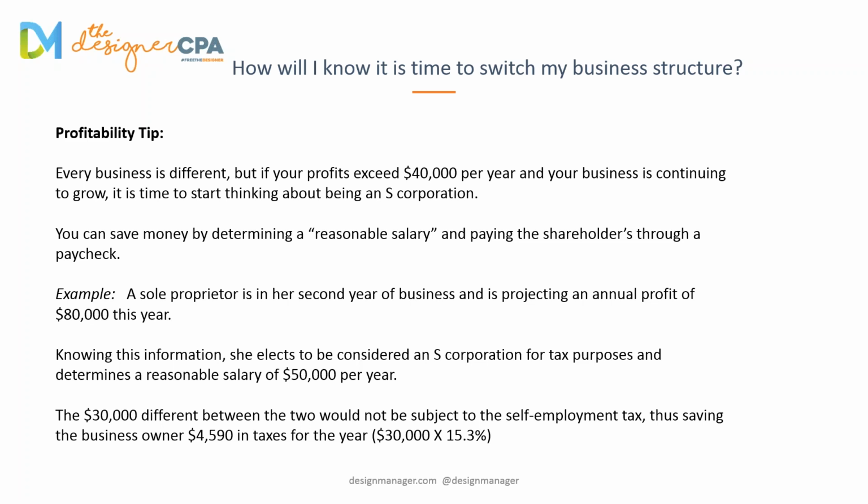So what happens? The total profit is $80,000. She pays herself a reasonable salary through a paycheck of $50,000. She still has to pay the self-employment tax on that entire $50,000. But that $30,000 difference between the two numbers is now not subject to self-employment tax, which is a straight 15.3% rate, across the board the same for every single person. So now you're saving yourself $4,590 in taxes for the year. And that's not just one year, that's every year.